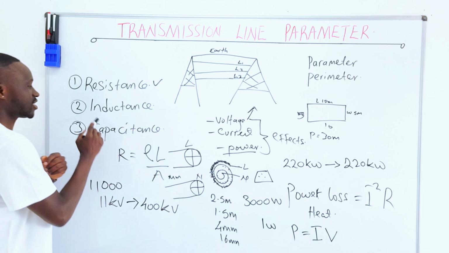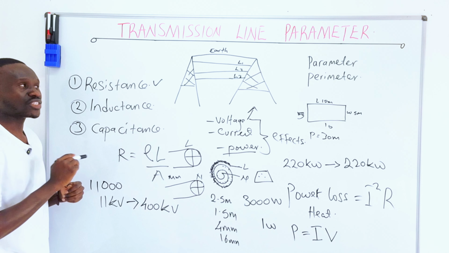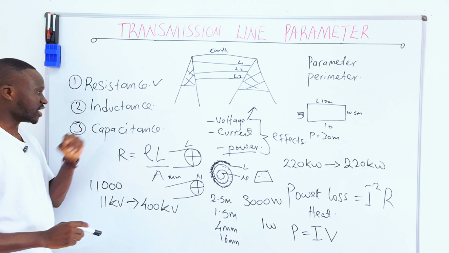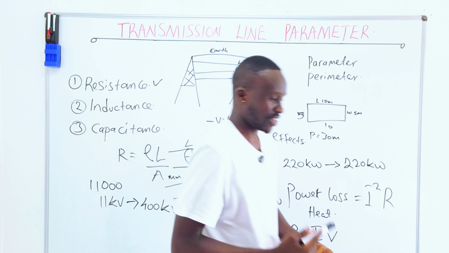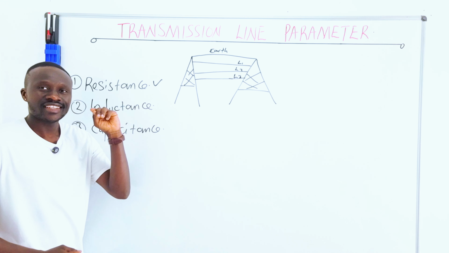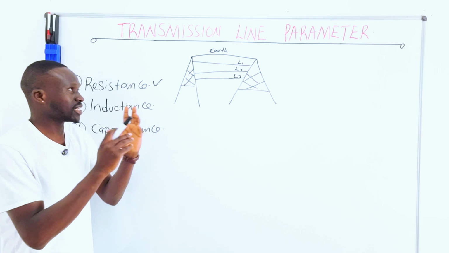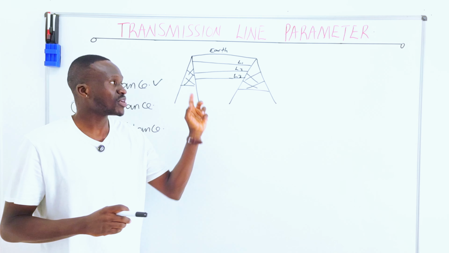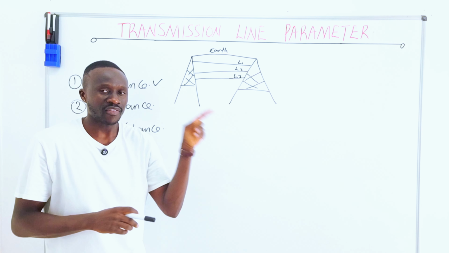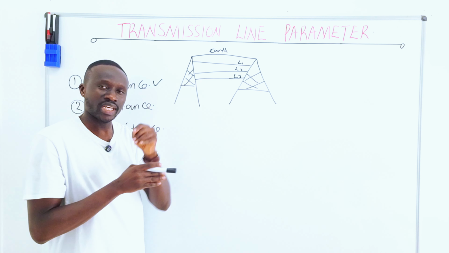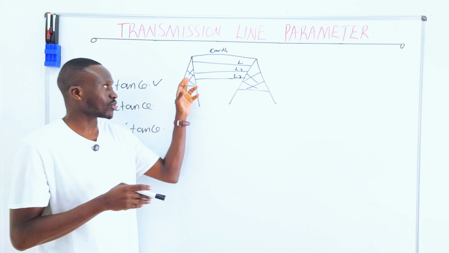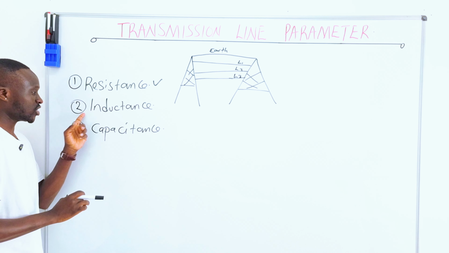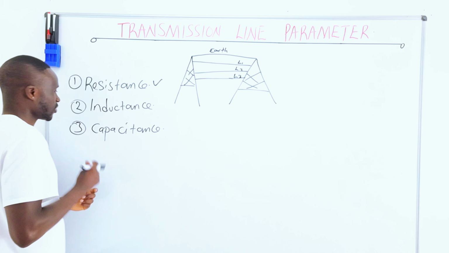Okay? Now, let us talk about the inductance, which is the number 2 parameter in the line transmission parameters. Number 2, inductance. Now you have learned what resistance is, one of the parameters, and you have some knowledge about how resistance affects the conductor and the electricity passing through these conductors on the pylons or transmission towers. Now, let's talk about parameter number 2, which is the inductance.